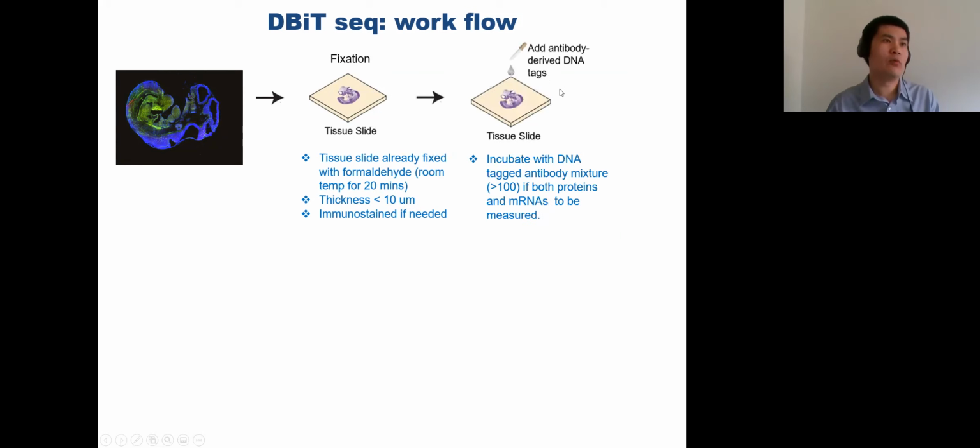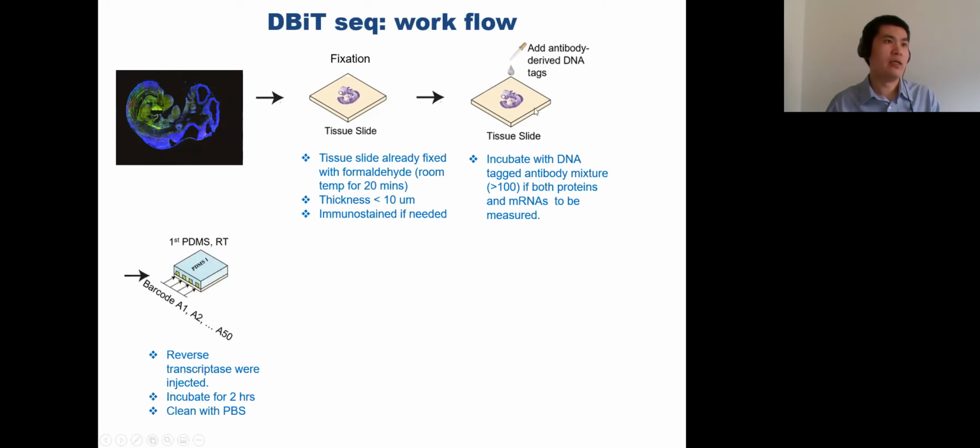Then you can move on if you want to do the protein analysis or proteomics along with it. You just need to add the antibody-derived DNA tag. I think it all depends on how many antibodies you want to use here. If you're doing over 100, it's still possible with our method. And after that, your tissue is ready to be processed by our technology. You just need a first PDMS chip, which has 50 parallel channels. Then you can flow in the Barcode A solution along with reverse transcriptase.